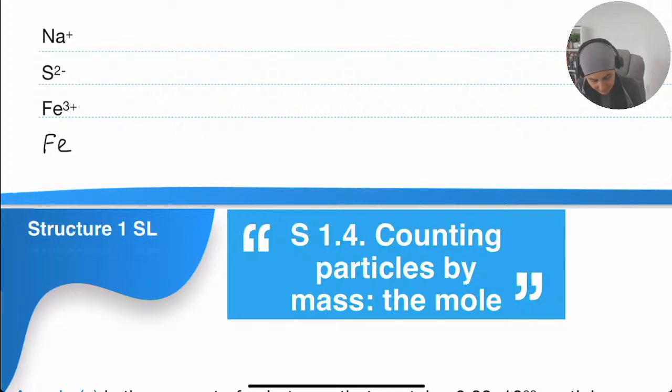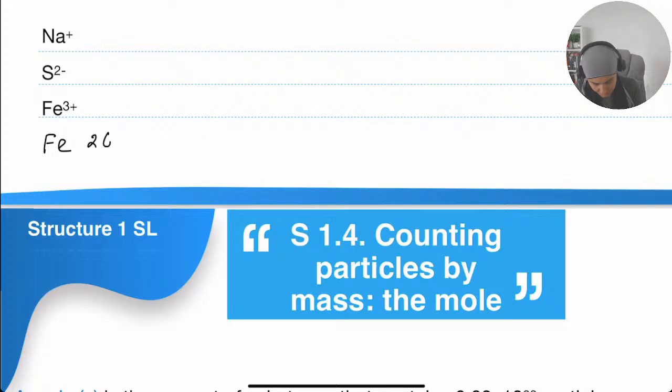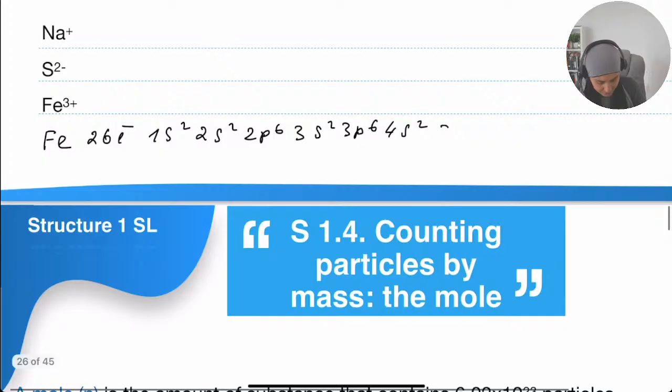So let's do it for iron. Iron has 26 electrons, we already wrote it down. So it would be 1s2, 2s2, 2p6, 3s2, 3p6, 4s2, that's 20 electrons, 3d6. That's the electron configuration of iron.